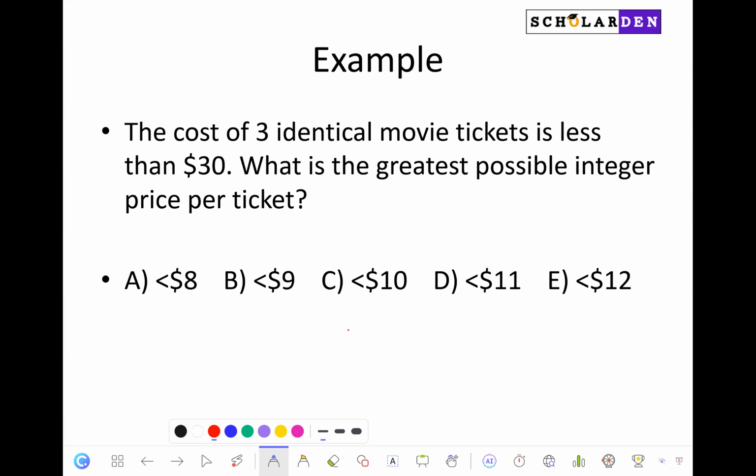Okay, moving on. I hope that so far it is clear what we're trying to do and how we're trying to decipher the statement of the word problems.